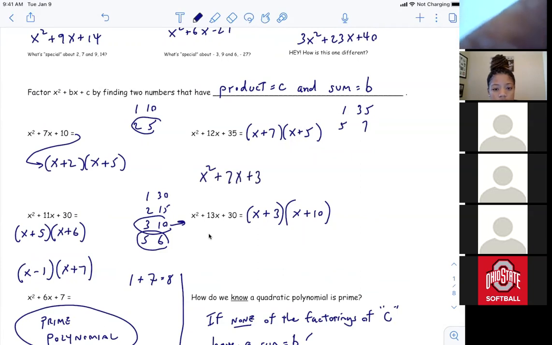Okay, and look, here's the 30 at the end again, right? Is there any way to add the pairs and get a 7? No. So we would say for that reason, this is also prime, because looking at every possible combination of numbers that multiply out to 30, none of them add up to 7. Factoring this is impossible.